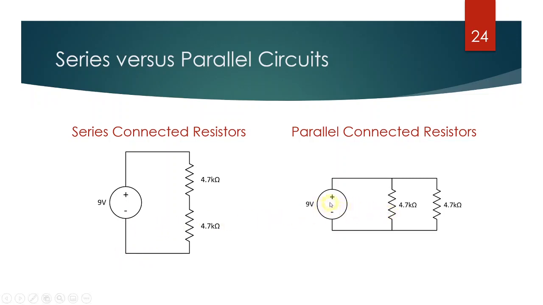And over here, we would connect the beginning of the 9-volt battery to the beginning of both the first resistor and the second resistor. And then the ends of each one of those resistors would get returned to the negative of the 9-volt battery. And that would be connecting those components in parallel.